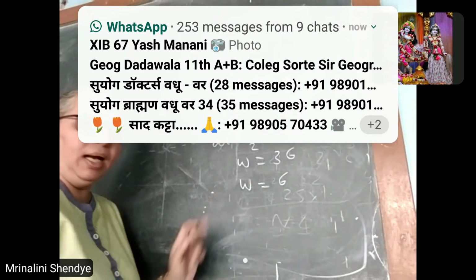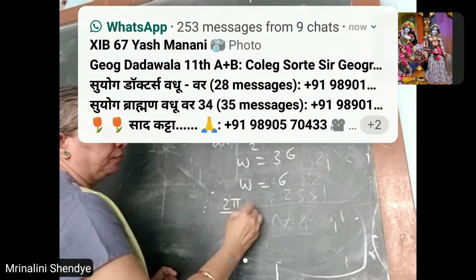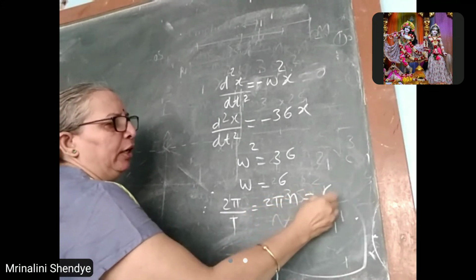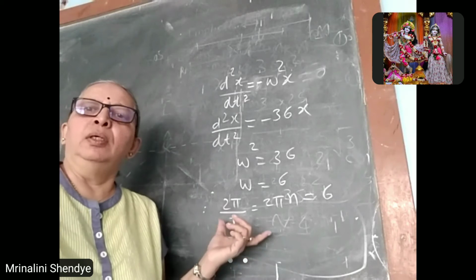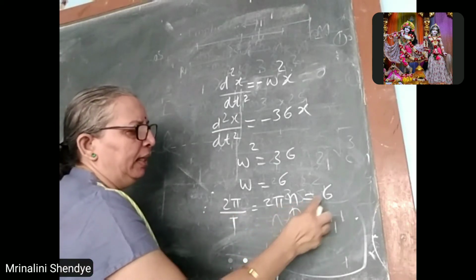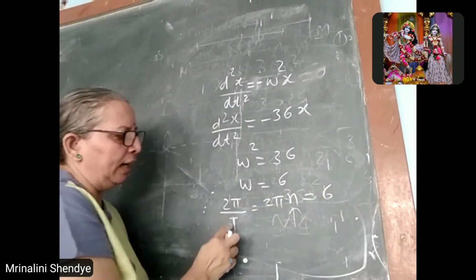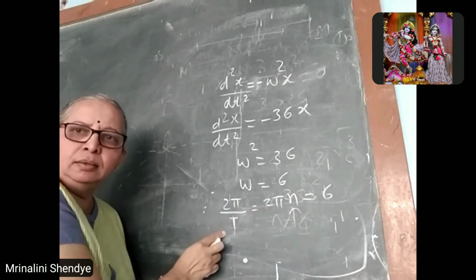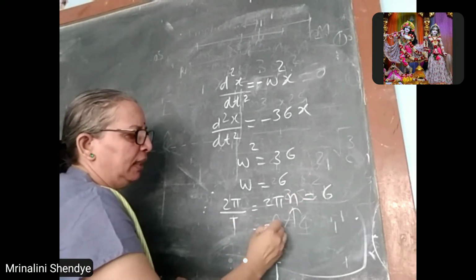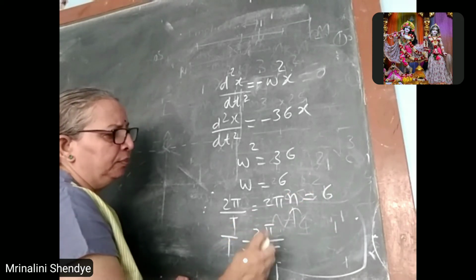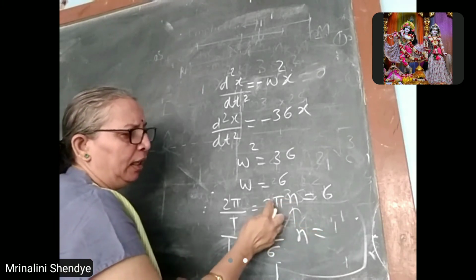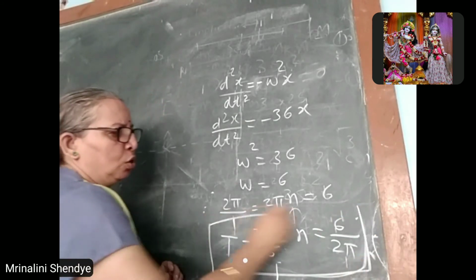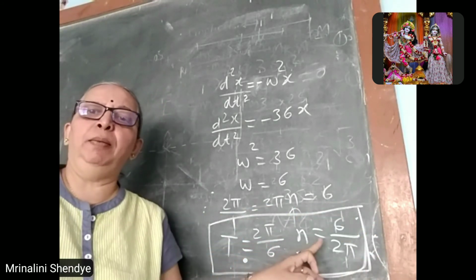You know omega is 2 pi upon T or 2 pi n, and that value is 6. So you can find n by dividing this 6 by 2 pi. You can find T by dividing this 2 pi by 6. ये T राइट जाएगा तो 2 pi by 6 T की वैल्यू आएगी, और n के लिए 2 pi हम लोगों को डिवाइड करना है, so 6/2 pi. So this is period and this will be frequency.